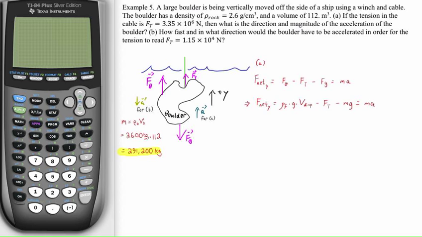Okay, well, since the boulder is fully submerged, right, because we have here vertically moved off the side of a ship, then we know that the volume displaced is equal to the volume of the boulder, which is given as 112 cubic meters. It's worth pointing out too that when I made the conversion from grams per cubic centimeter to kilograms per cubic meter, I factored by 1,000. And that's because although there's 1,000 grams in a kilogram, there are 1,000,000 cubic centimeters in a cubic meter, which is where we got this value here of 2,600 kilograms per cubic meter.